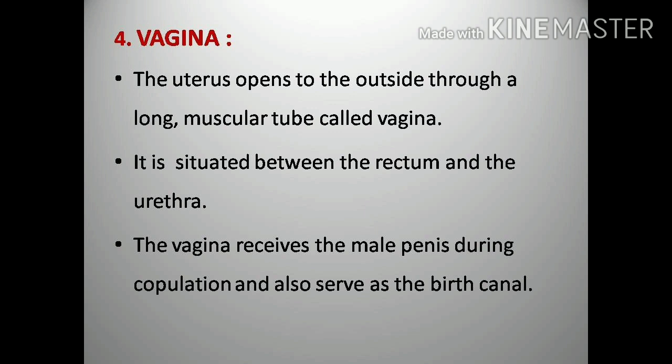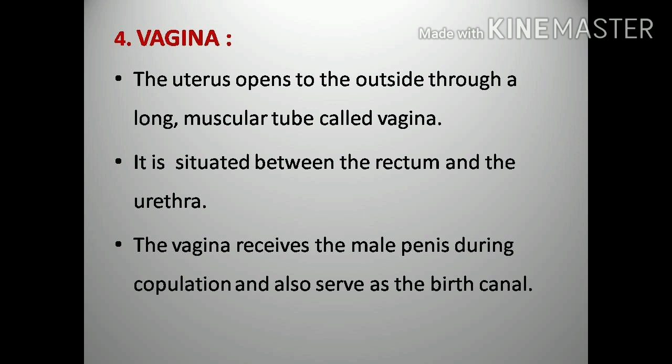So what is the function of this vagina? The vagina receives the male penis during copulation and also serves as the birth canal. During copulation, the penis enters the vagina. Its main function is to help in the birth of the baby, which takes place through this region. The sperms are also discharged into the vagina.